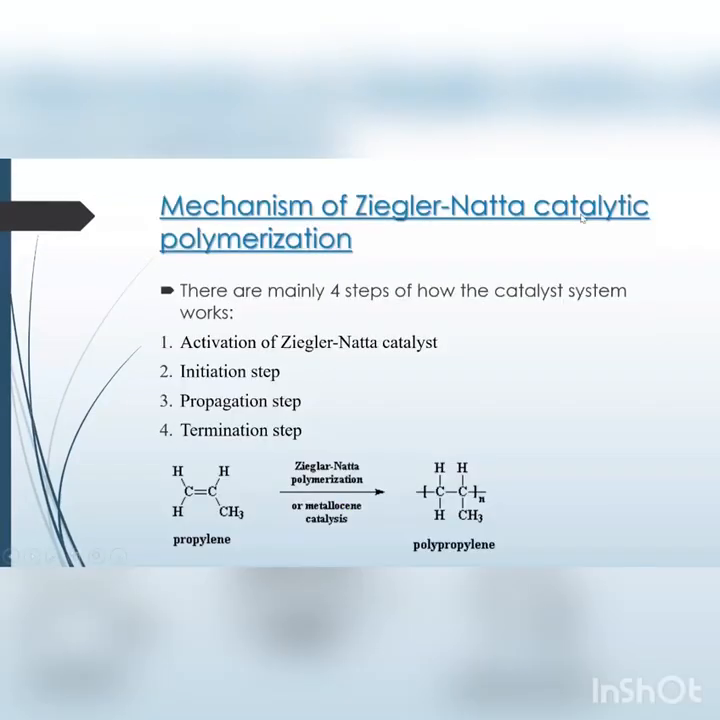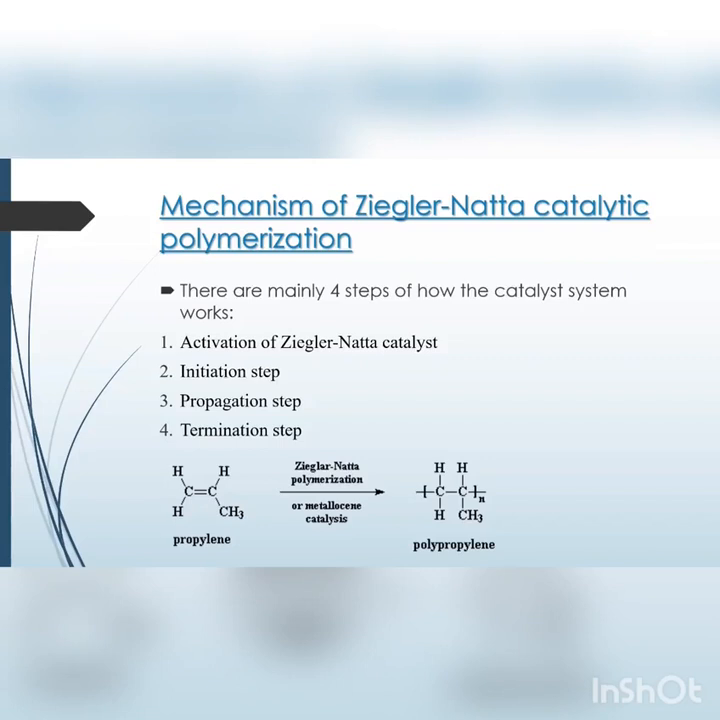Hi everyone, I'm Huyin and I'm going to explain about the mechanism of Ziegler-Natta catalytic polymerization. So there are mainly 4 steps of how the catalyst system works. The first step is the activation of Ziegler-Natta catalyst. The second step is the initiation step. The third step is the propagation step, and the final step is the termination step.